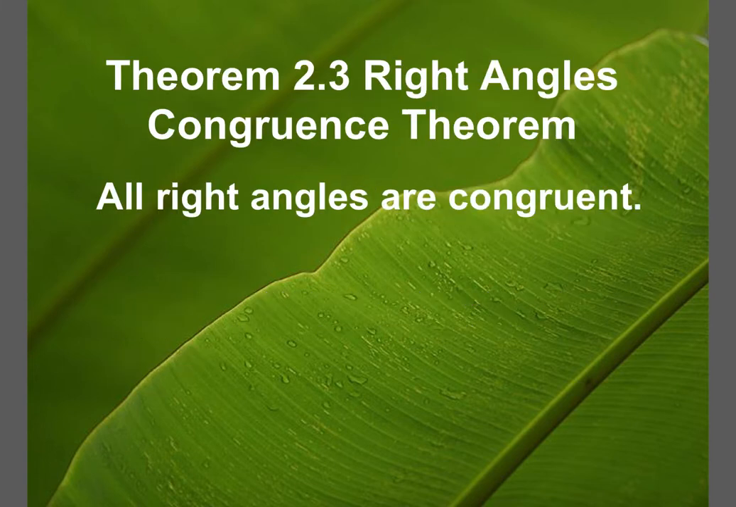All right, theorem 2.3, which the number is not important. You might see it, but it just means it's the 3rd theorem mentioned in this chapter. What is important is its name is called the right angle congruence theorem. And it says all right angles are congruent. If you don't remember the name of the theorem and you're using it in a proof, you could literally write out all right angles are congruent.